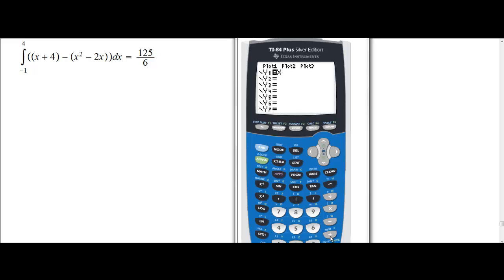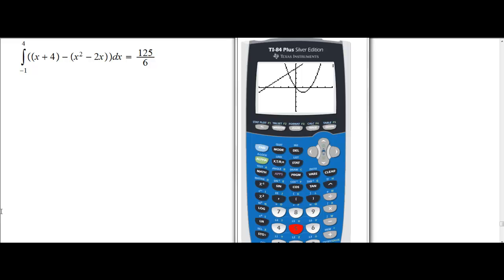Say I have x plus 4, and then I have x squared minus 2x. Makes sense? Now I want the point of intersection of these. Second trace, which takes us to calculate. Then option 5, enter. So it shows us this.